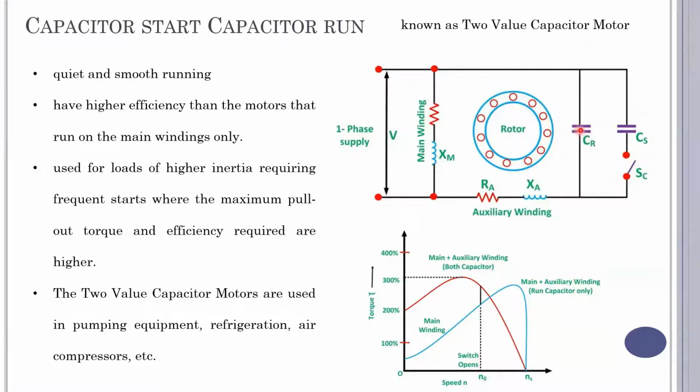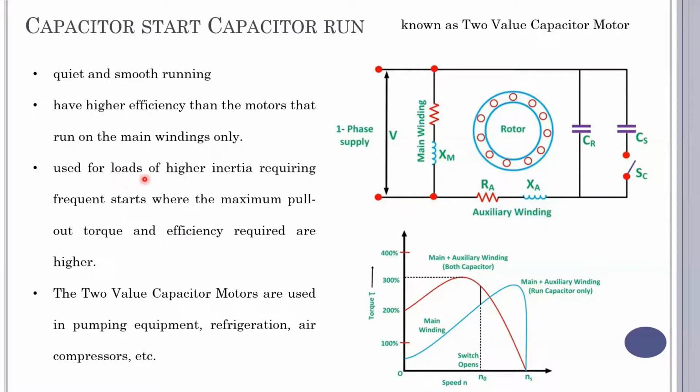as a running capacitor. And when the motor starts, the centrifugal switch is closed, both the capacitors are connected in our circuit, and after the rotor has gained the speed, the centrifugal switch is open and the starting capacitor is taken out of the circuit. And we have the running capacitor connected to the auxiliary winding always. And because of this, we are ensured a quiet and smooth running, and the efficiency is also higher when compared to that of other motors which run with the main windings alone.